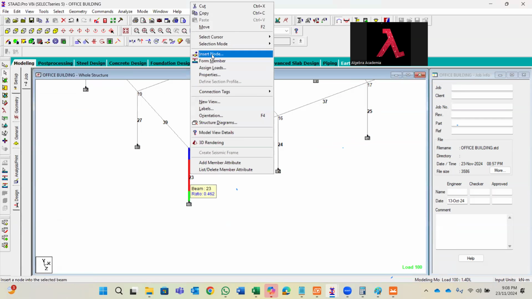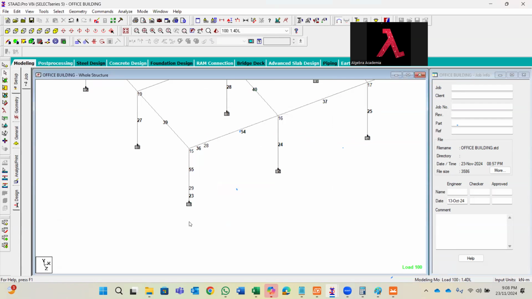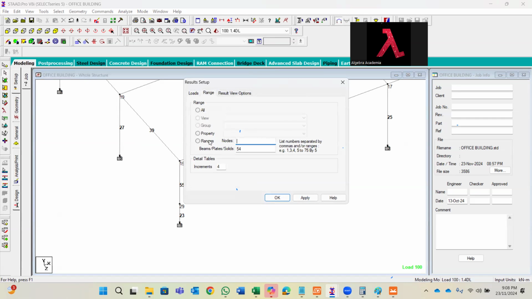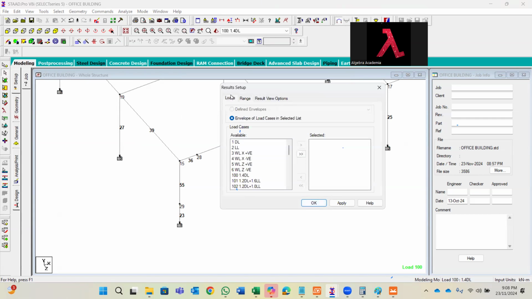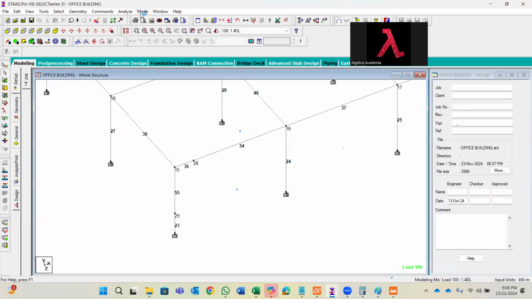Okay. Right click, insert at 1.2 meters, add new points. So what is the node number? 29 is the node number. And the beam number, either you can take 55 or 33H. So for the cell setup ranges, the beam number I'm going to take 55. Then loads, all ultimate cases. Okay, and 29, right? Mode.